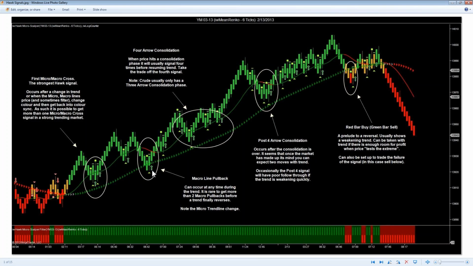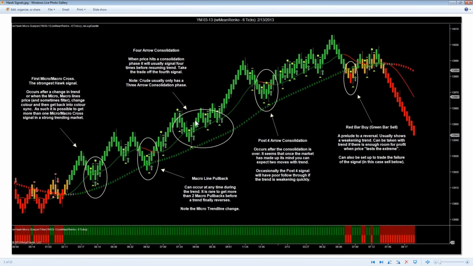Next high probability signal is the macro pullback signal. Again, it's easy to identify because everything stays in sync except the micro line. So the micro line is out of sync, but we have green bars, green filter, green macro line, and of course a green signal. The 4-arrow consolidation sometimes is a little bit more difficult to spot, but I'll point it out to you as well.